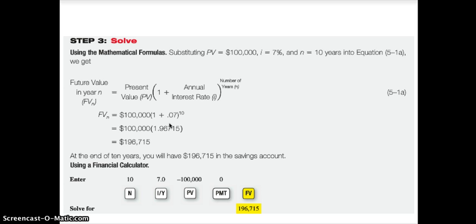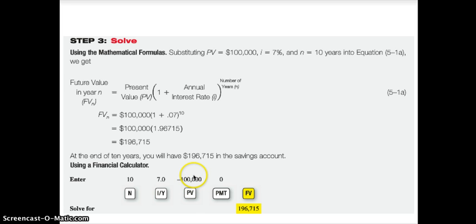So on the calculator itself, for the N key, you would put 10, because there's 10 periods in this particular case, or years, as the problem specifies. Interest rate, 7, because the problem told us it's 7%. The present value, we're told, is $100,000. So again, you put a minus $100,000.